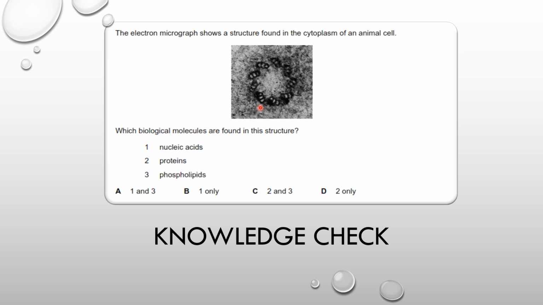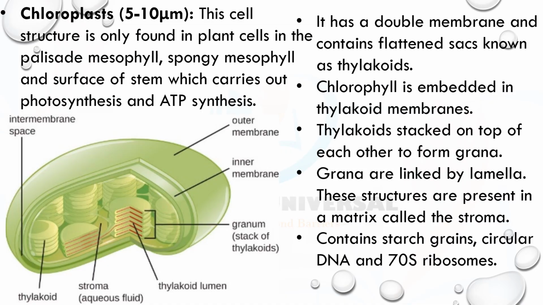This is a triplet of microtubules. Let's count it. 1, 2, 3, 4, 5, 6, 7, 8, 9. So 9 triplets. That must be a centriole. And a centriole is made up of 9 triplets of microtubules. Microtubules are made up of tubulin proteins. So tubulin proteins are the only biological molecule here. So the answer is 2 only. Is that okay?